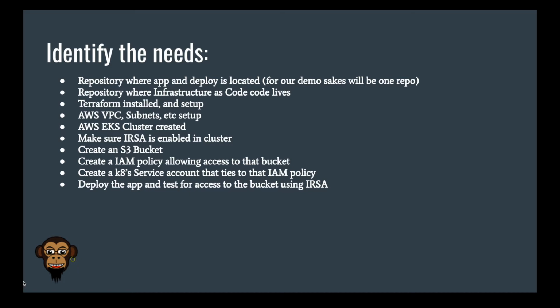We're going to need to create an S3 bucket. We're going to need to create an IAM policy allowing access to that bucket. We're going to need to create a Kubernetes service account that ties to that IAM policy. We're going to need to deploy the app out and test for access to the bucket using IRSA. There's a couple of things that are involved with this. IRSA involves assuming roles and policies across the board. We'll walk through all of those steps next.